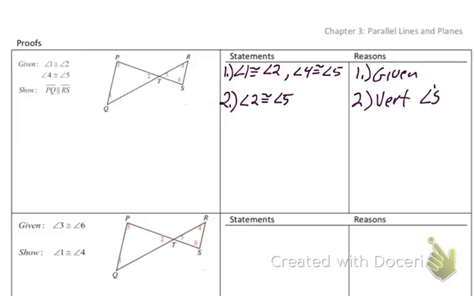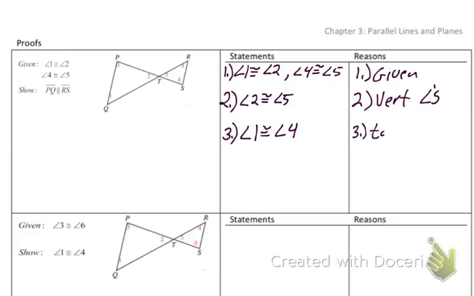Well, if 1 is equal to 2, 2 is equal to 5, and 5 is equal to 4, what do I know about 1 and 4? They're congruent as well. So my third step would be angle 1 is congruent to angle 4. And that could either be transitive or substitution. I'm going to go ahead and use transitive.